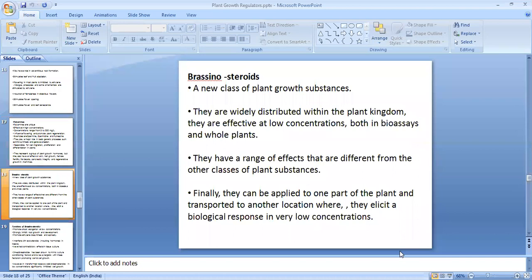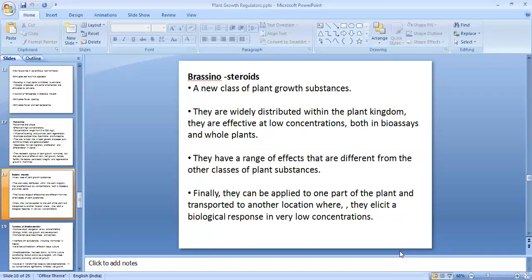The next class of the later discovered plant hormones is brassinosteroids. These brassinosteroids are a new class of plant growth substances. They are widely distributed within the plant kingdom. They are effective at low concentration, not like the polyamines. They are used in both bioassays and whole plants. They have a wide range of effects, which are different from other classes of plant substances.